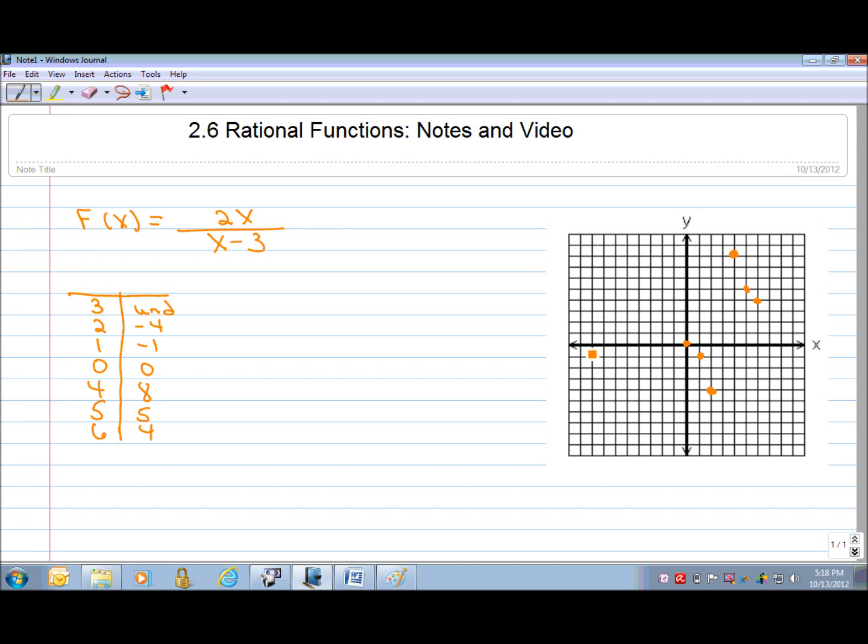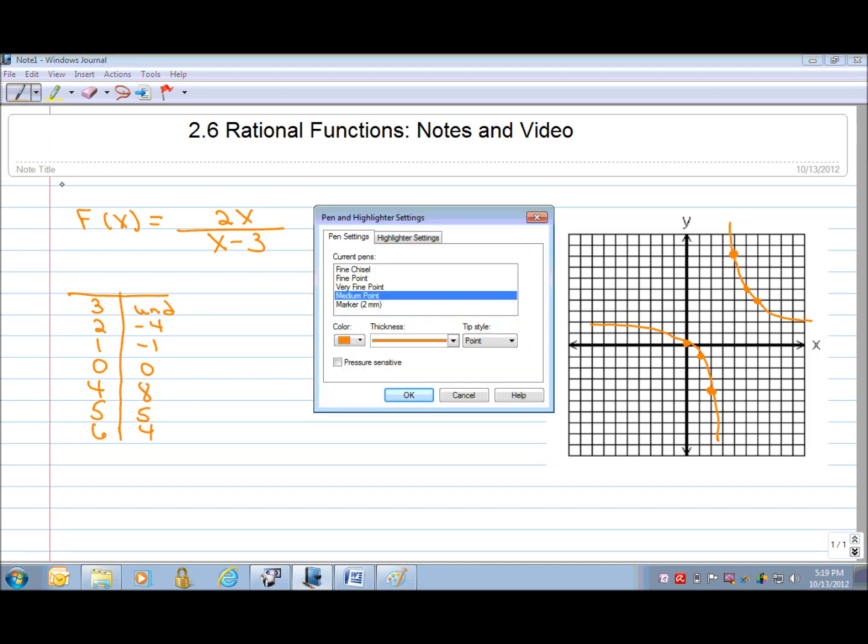So our graph will look something like this. Our branches will look something like this as I continue to draw. And on this side it will look something like this as I continue to draw. All right, let's go ahead and fill in our asymptotes. That will also make it a little clearer.